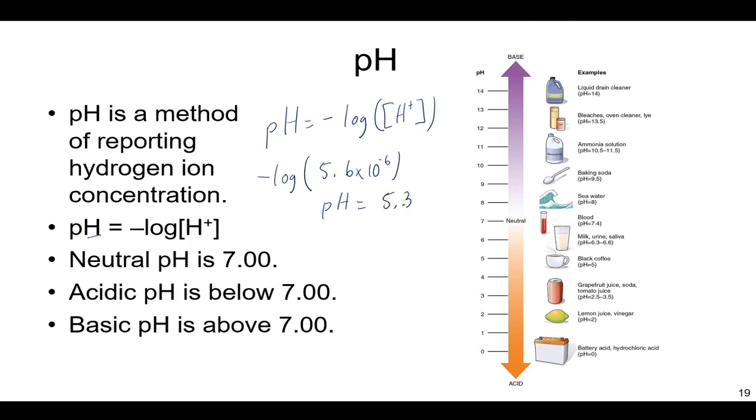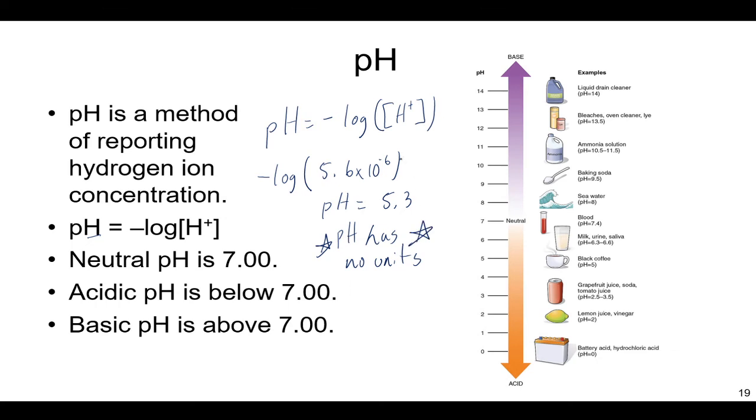Now, a couple things here. One, pH has no units. You don't write 5.3 molarity or 5.3 moles or 5.3 grams. No units. The pH is just 5.3.